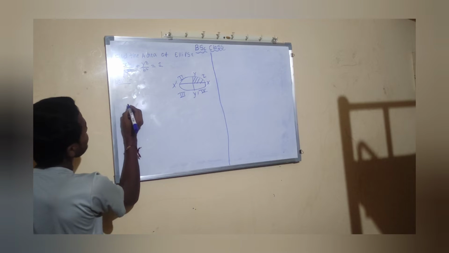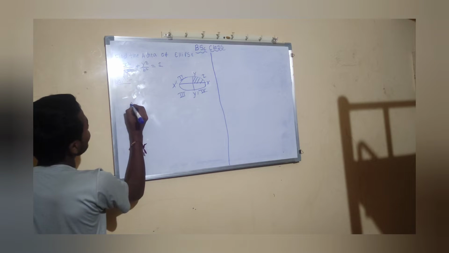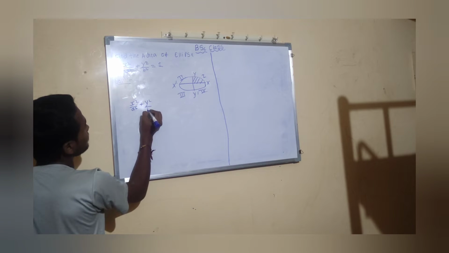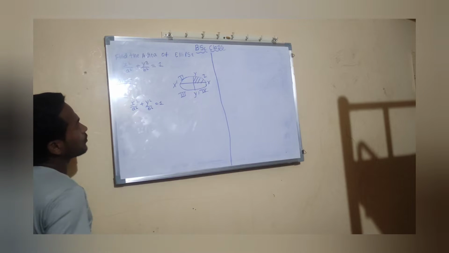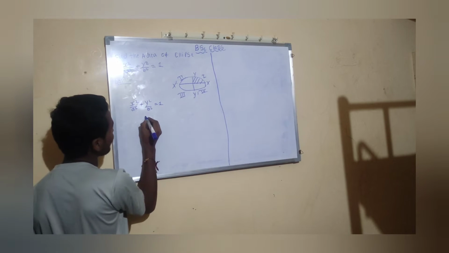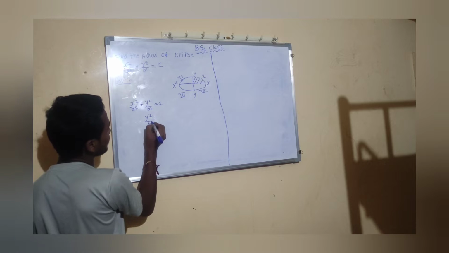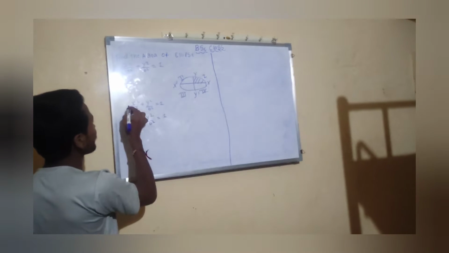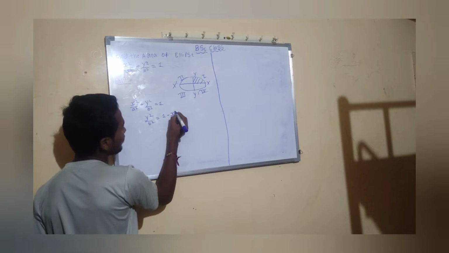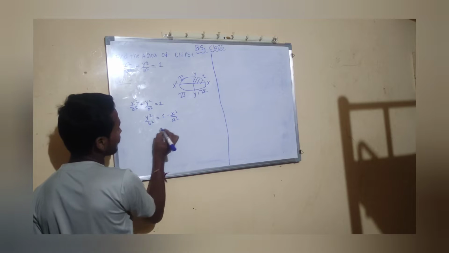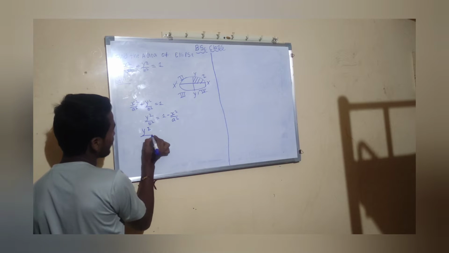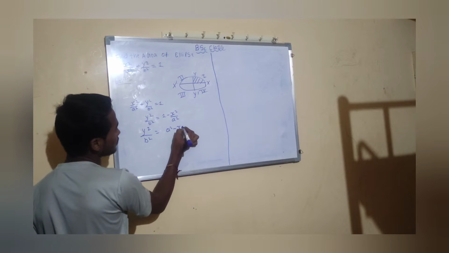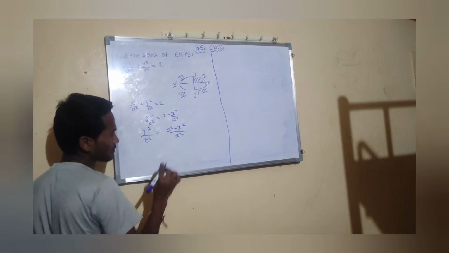First, the second quadrant is given. We already have x square divided by a square plus y square divided by b square equal to 1. To find the area of the ellipse, we need y. So LHS is equal to RHS, and we move x square divided by a square across: y square divided by b square equals 1 minus x square divided by a square, which is a square minus x square divided by a square.